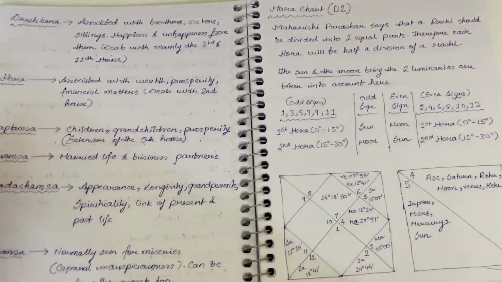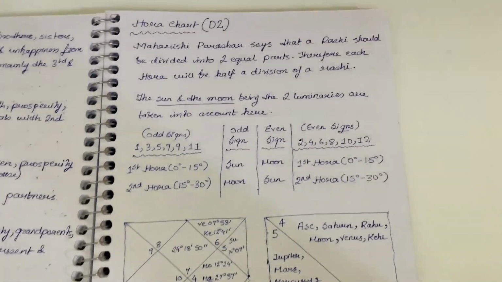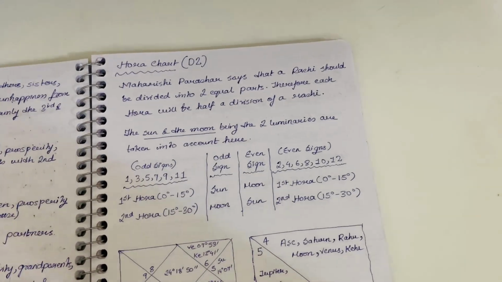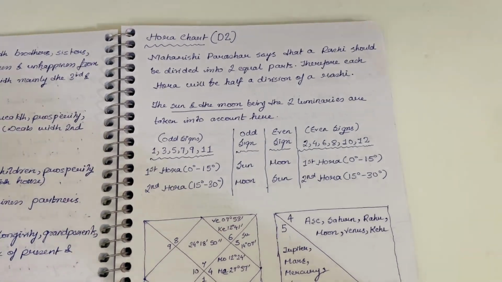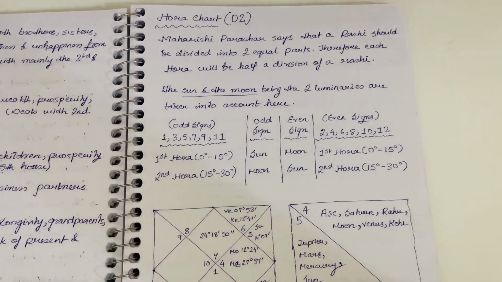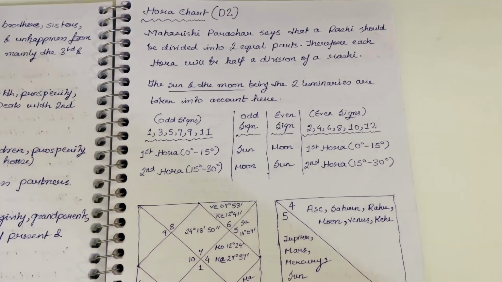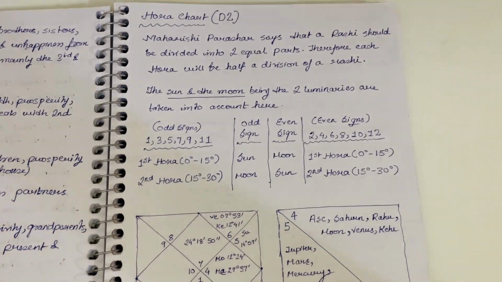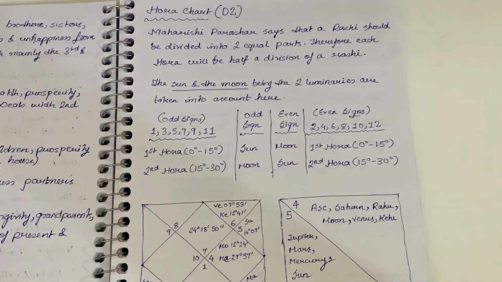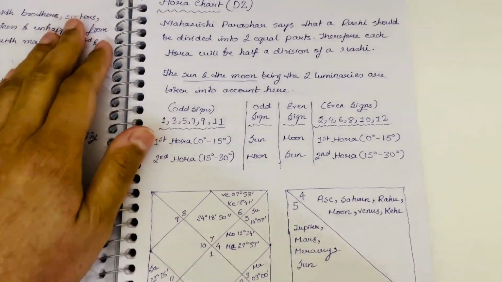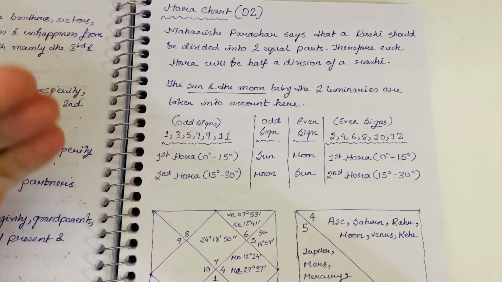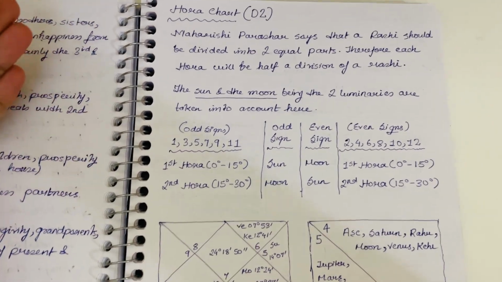So first we will start with the Hora chart, that is our D2 chart. The Hora chart is mainly associated with wealth, prosperity and financial matters. It deals with the second house of the birth chart. That is what the Hora chart is all about. Now, how will we create the Hora D2 chart manually? Let's start with that.